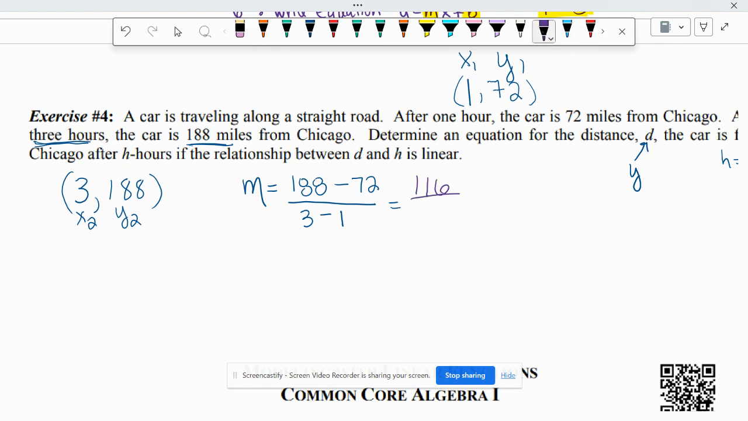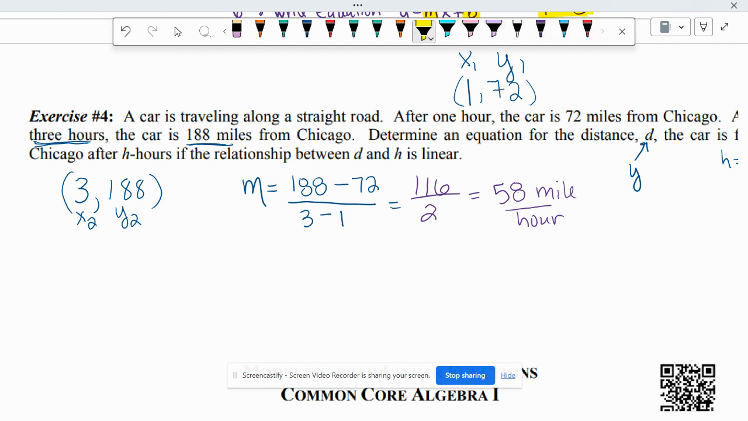116, and 3 minus 1 is 2. So what is my slope? 58 miles per hour. That's really what that is, okay? So now what do I do? I have to choose one of those ordered pairs. Which ordered pair do you want to use? I'm going to highlight it. Okay, we're going to use this ordered pair.